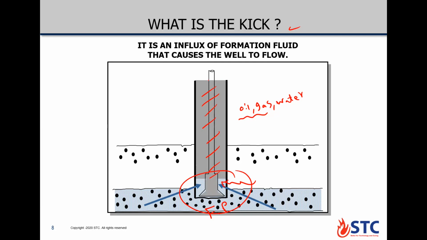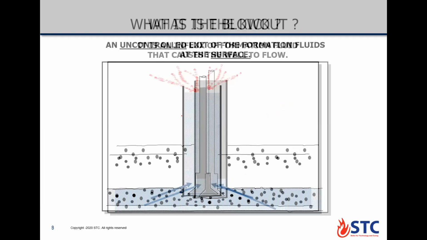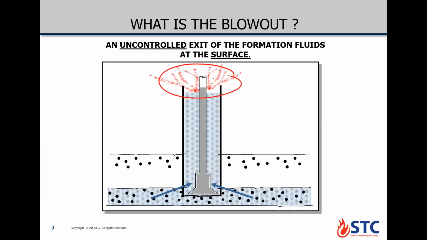But once these formation fluids, or the influx, manage to reach the surface, now we have another scenario called a blowout. So what is a blowout? It is an uncontrolled exit of the formation fluid at the surface. Formation fluids enter the well and then manage to reach the surface. Once the formation fluid reaches the surface, we have a phenomenon called a blowout, just like an explosion.